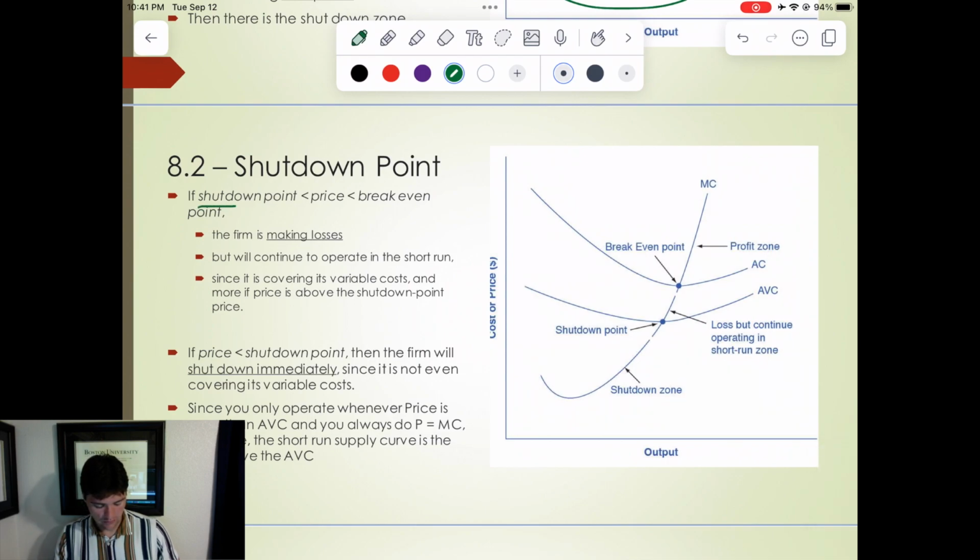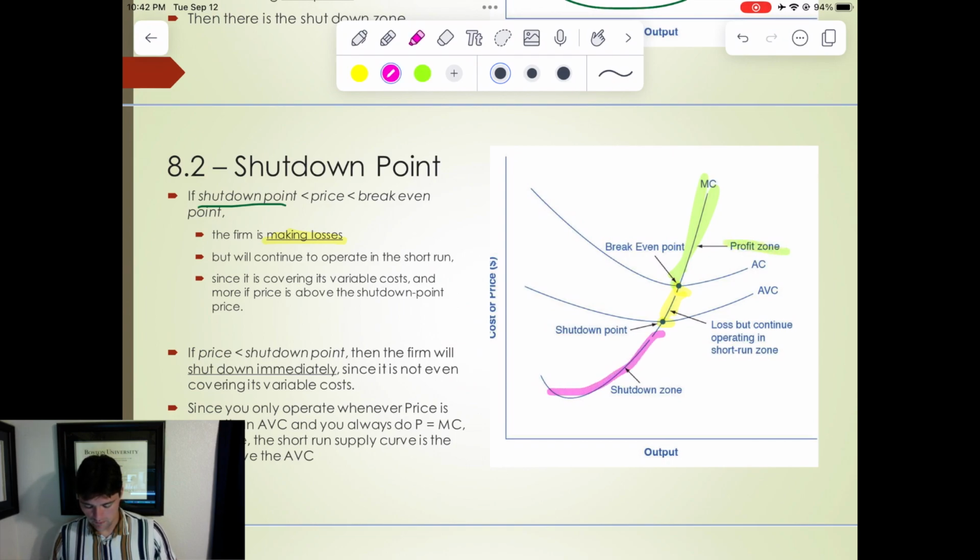If you are above the shutdown point, so here's the shutdown point, if you are above there and below the break-even point, so somewhere in here, you're making losses. If you're here, you are above the average cost, you're in the profit zone. And if price is less than the shutdown point, you shut down immediately. So if you're in the pink zone here, you're going to shut down.